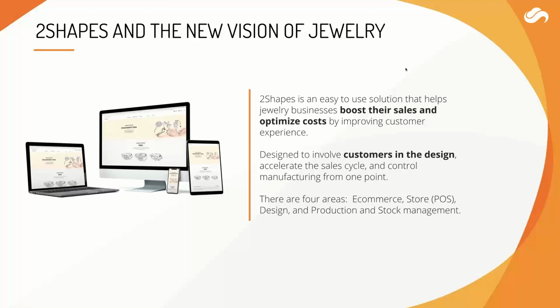Obviously, my background is 3D, but in 2Shapes we focus on 4 areas. One is e-commerce, then store or point of sale, design and production, and stock management. The idea is, it's nice to have all the design tools, but how can we get more profit, how can we help the customer design in 3D, and how can we help them grow the business. One way can be all the e-commerce solutions and the store solutions, and also the production and stock management.